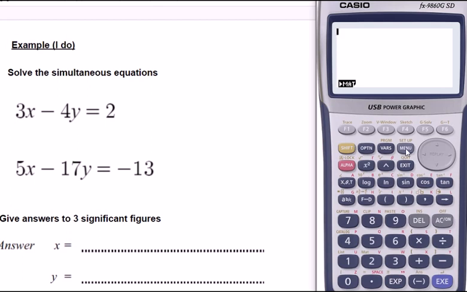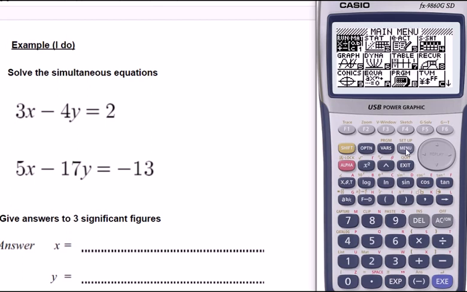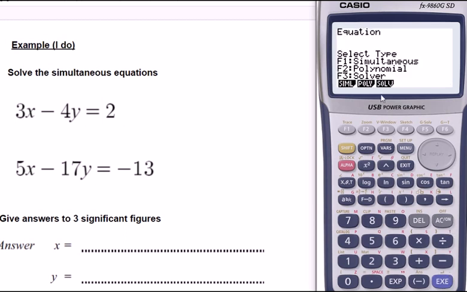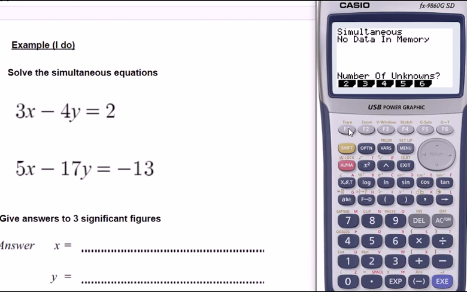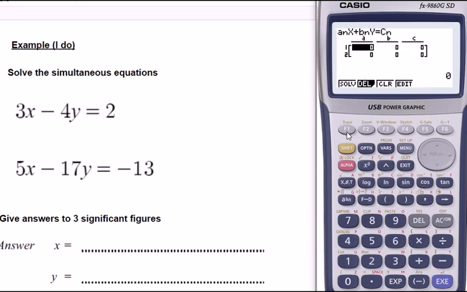Okay, so to get the simultaneous equation solver, you press menu and you go down to equation, and you want to be on simultaneous, so the first one. Number of unknowns is 2, it's x and y that we don't know. And then you see this matrix comes up, and you just need to make it look exactly as it looks there. So here it says a_n x plus b_n y equals c_n. So something x plus something y equals number.